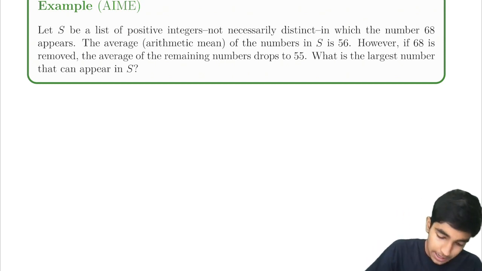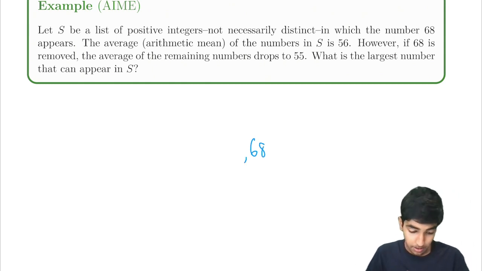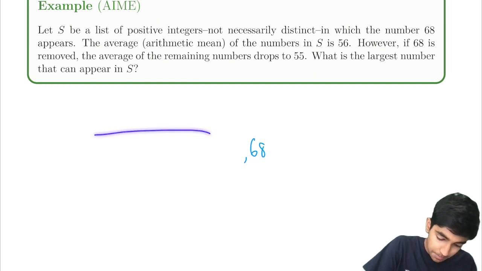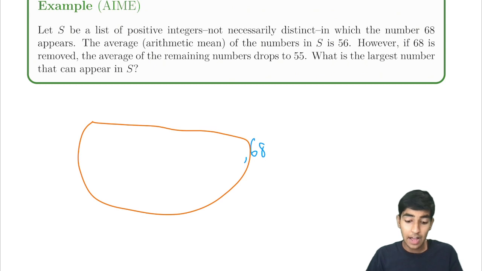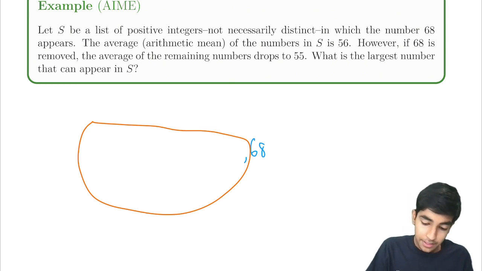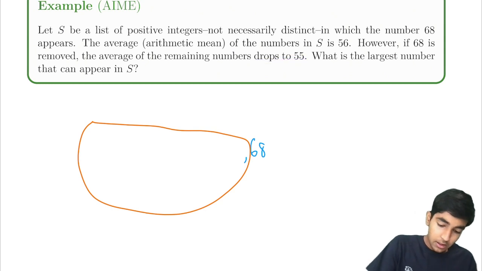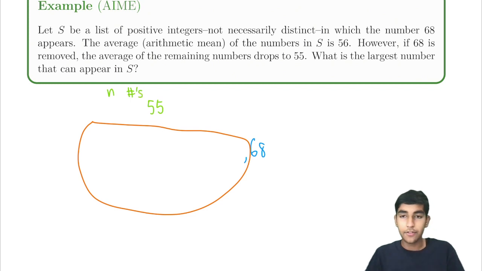Okay, so 68 appears in this list. The average is 56. However, if you remove 68, the remaining numbers have an average of 55, right? So these numbers all have an average of 55. Let's say there's n of these numbers. So n numbers have an average of 55.